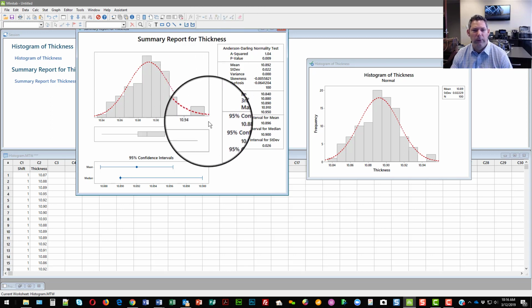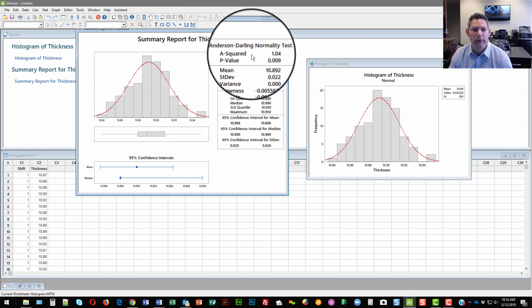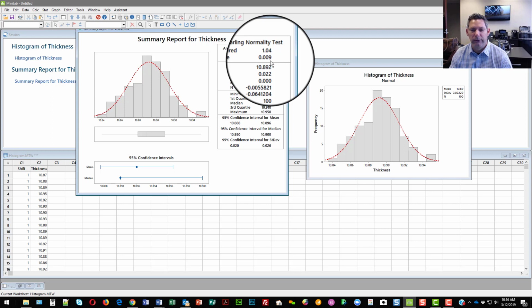Here's our graphical summary, and it's giving us a p-value of 0.009, telling us it's lower than 0.05, and therefore we shall reject the null hypothesis and conclude that the data are not normal.